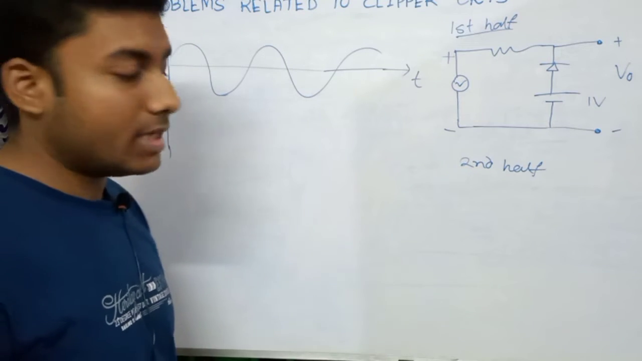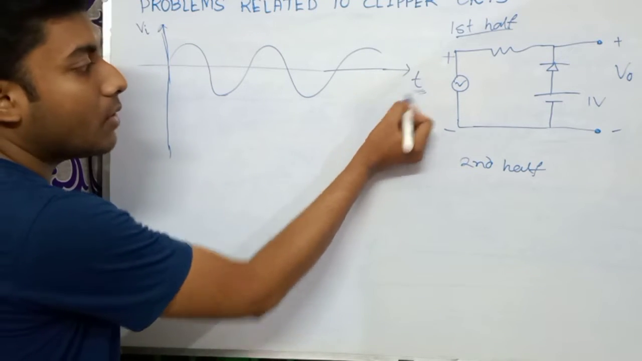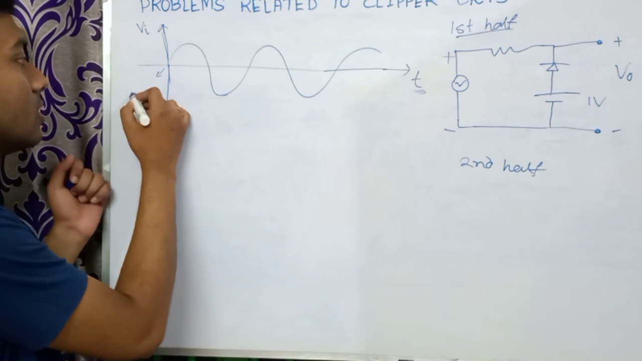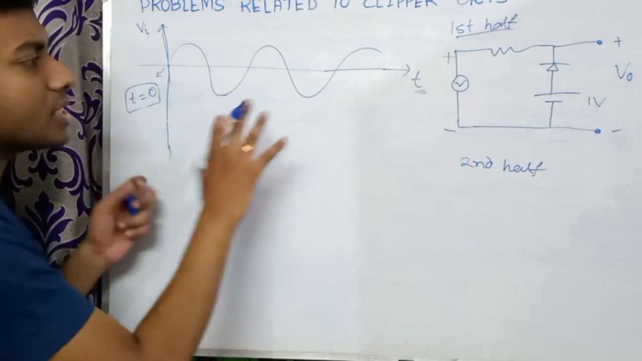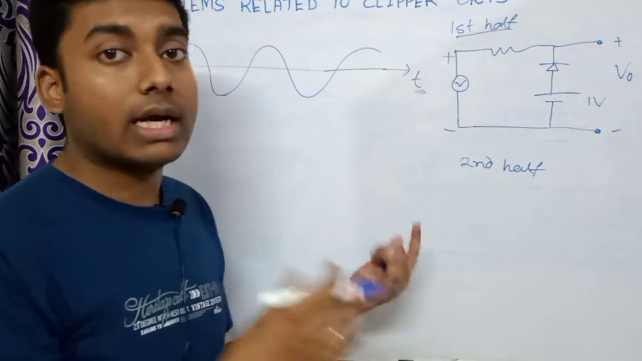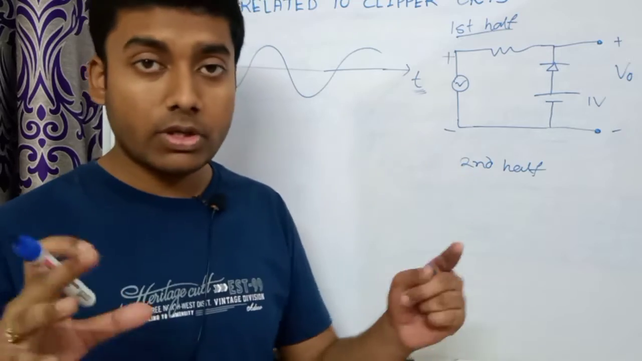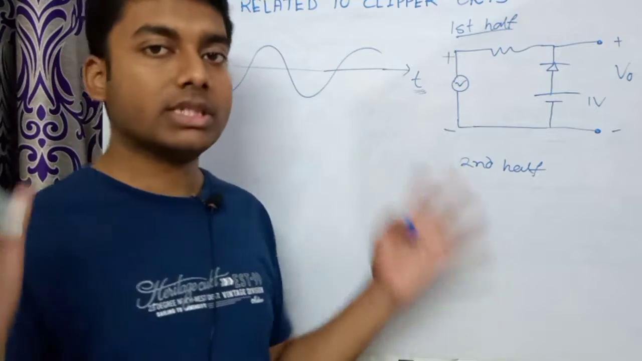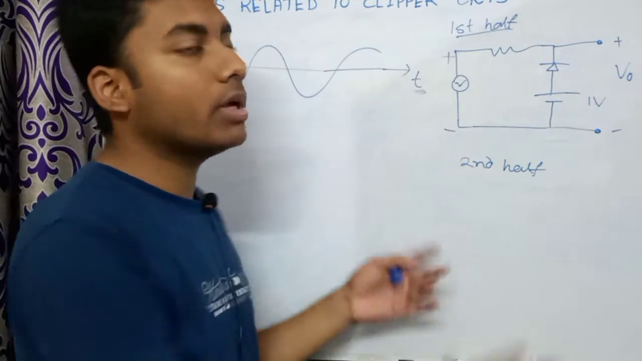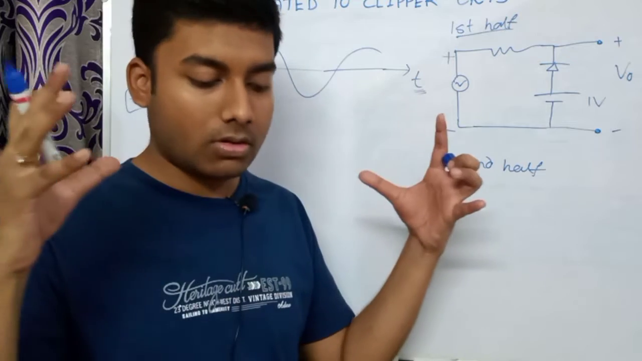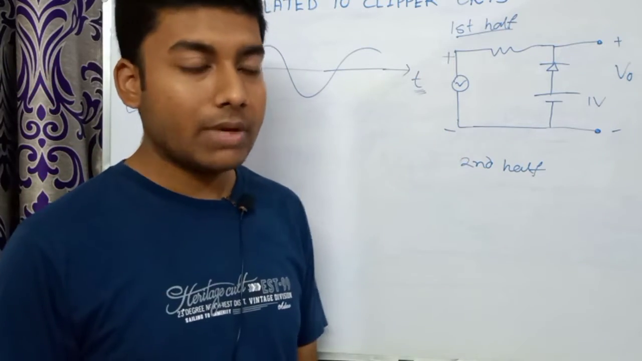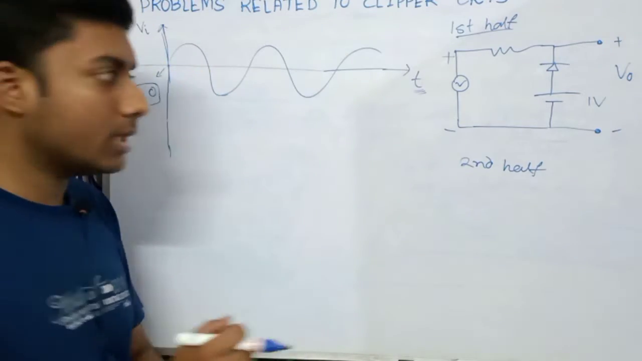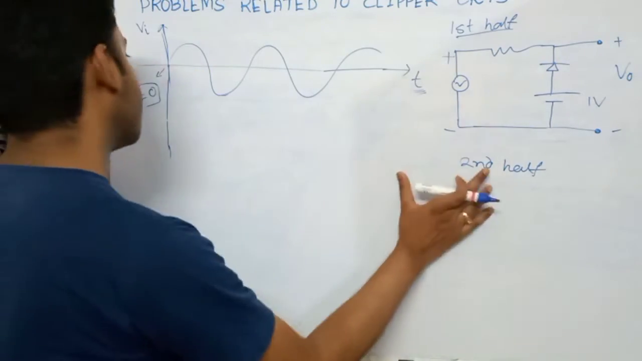But you can understand easily that now you have to consider the time at t equals 0. At t equals 0, just try to first understand what is going on. Because first you have to imagine these things, draw a picture in your mind of what is going on here, and then after confirming that image, you can easily solve any type of problem involving the clipper circuit. Now try to understand what is going on.